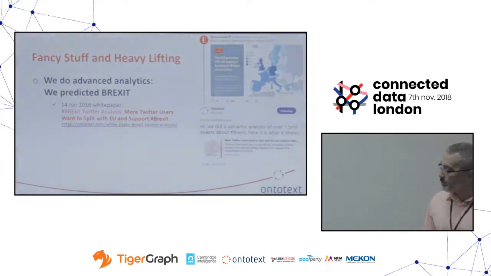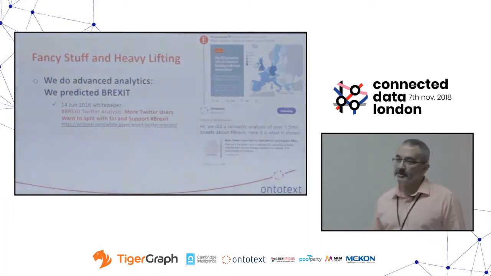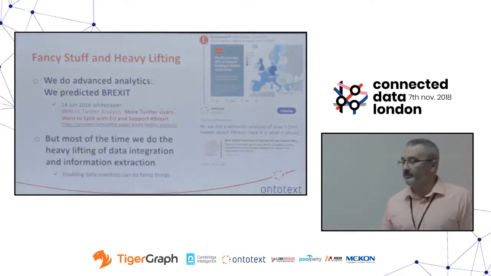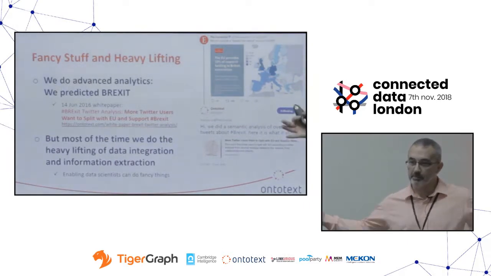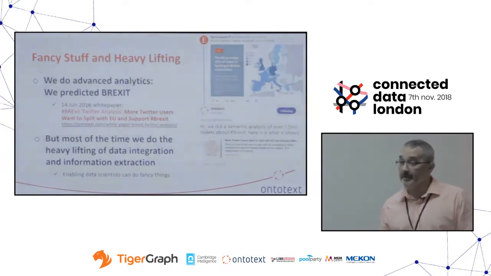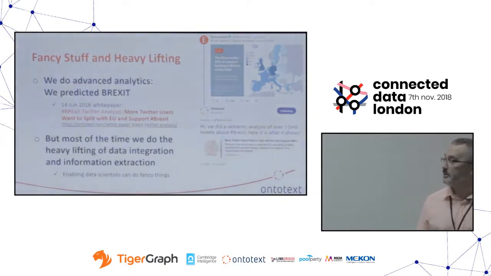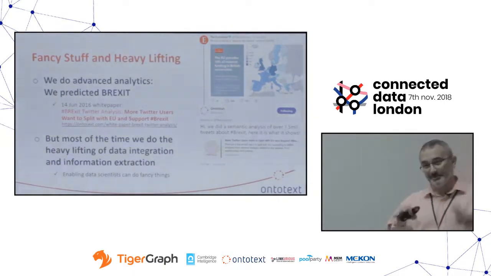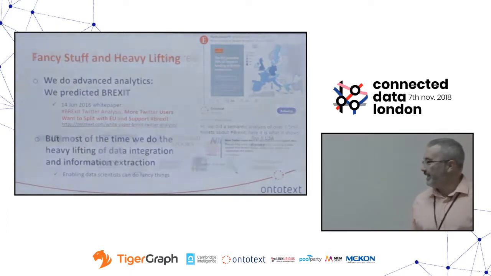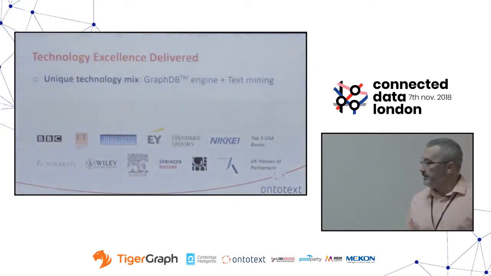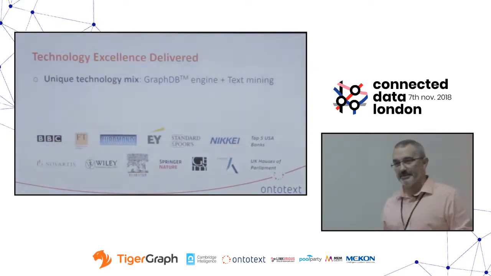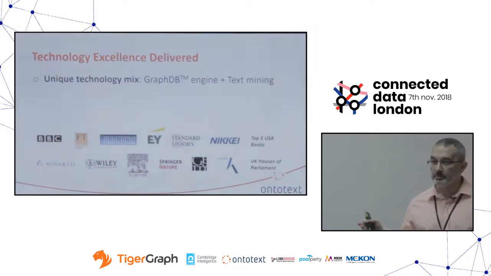But in fact, most of the time, in order to get to these fancy things, you have to do a lot of heavy lifting in terms of putting the right types of data together, reconciling, linking, cleaning, and that's what most of our technology actually does, to allow other people, data scientists, to do the fancy stuff on top of it. What's unique is that we have plenty of vendors in the database space, and plenty of vendors in text analytics. There are very few companies which do both and know how to combine both very well.